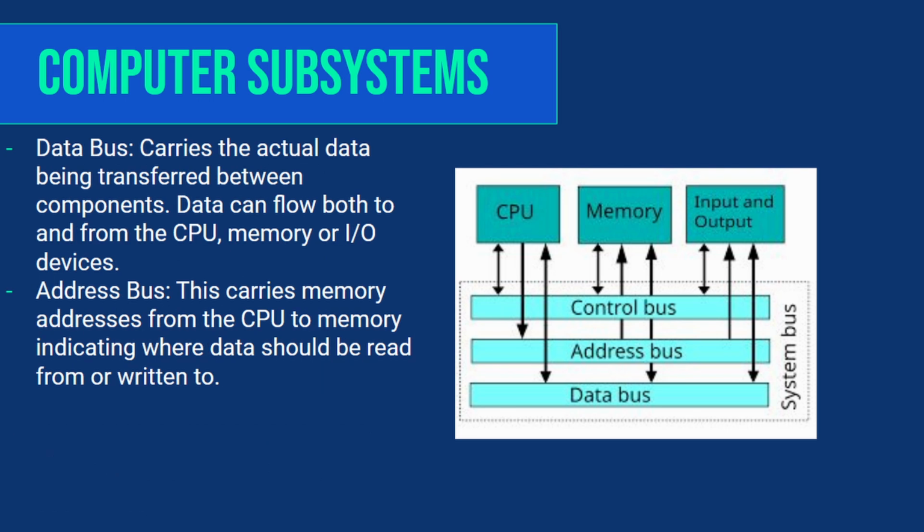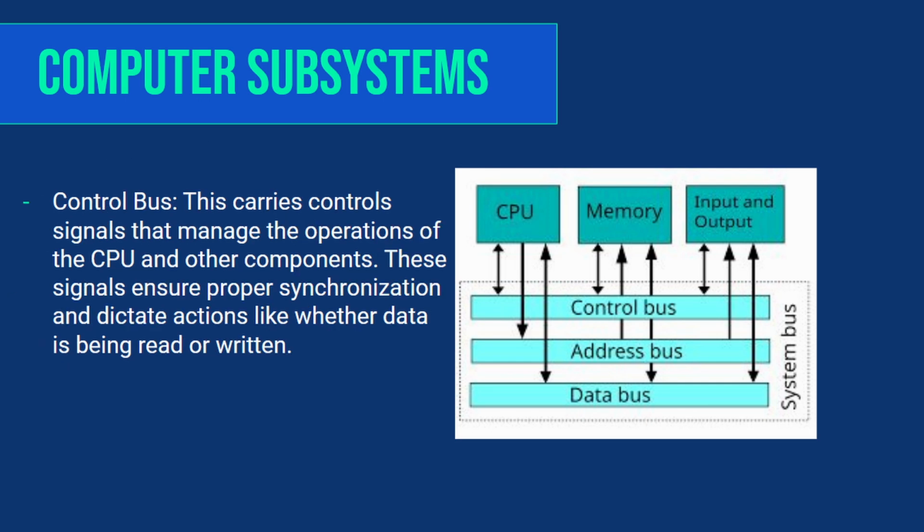Carrying on, we have data buses, which carry the actual data being transferred between components. Data can flow both to and from the CPU, memory, or your input-output devices. Also, we have our address buses. This carries memory addresses from the CPU to memory, indicating where data should be read from or written to. And last, we have our control bus. This carries control signals that manage the operations of our CPU and our other components. These signals ensure proper synchronization and dictate actions like whether data is being read or written.